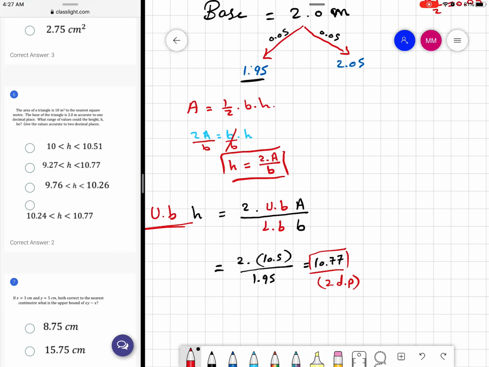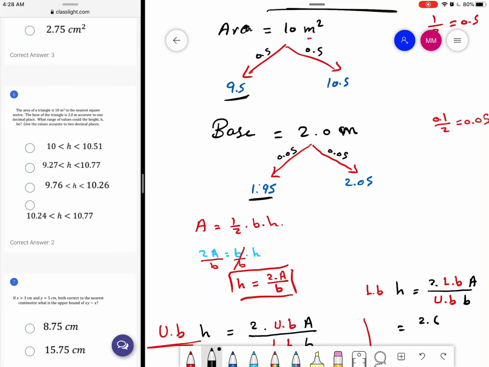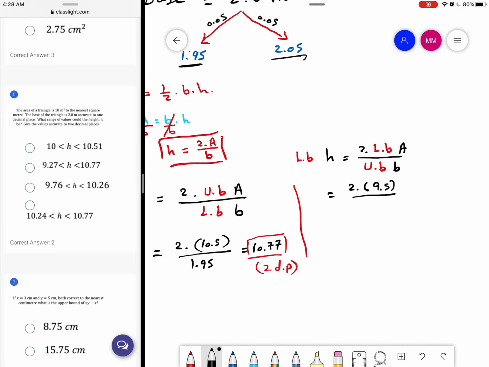Now how do we calculate in the same way the lower bound? How to calculate the lower bound of h? For division, the lower bound will be 2 multiplied by lower bound over upper bound. So it will be lower bound of area divided by upper bound of base. Here we calculate 2 multiplied by the lower bound of area, which was 9.5, divided by the upper bound of base, which is 2.05.